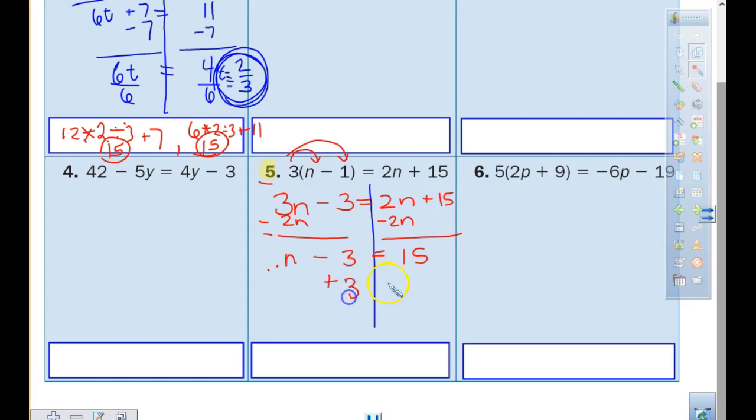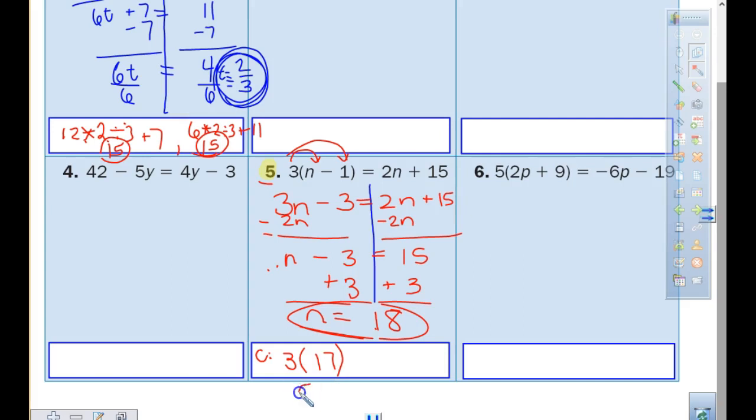And if I add 3, I end up with n equals 18, right? So if n is equal to 18, what does my check look like? My check is going to look like 3 times, what is 18 minus 1? Could I just write 17, 3 times 17? Isn't that 18 minus 1? So I could write in my check 3 times 17. Does that make sense?